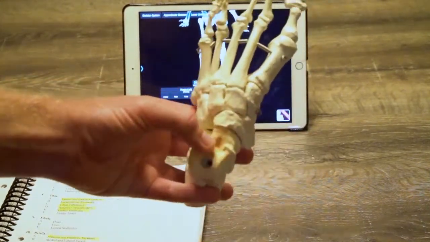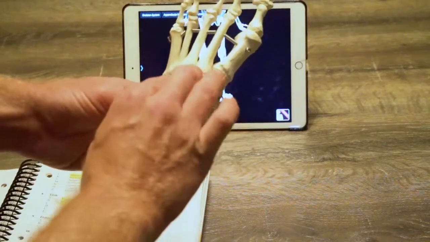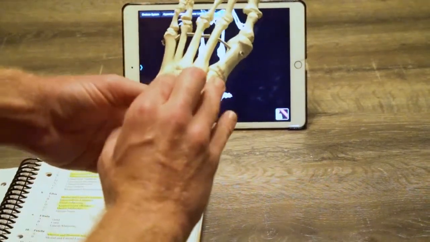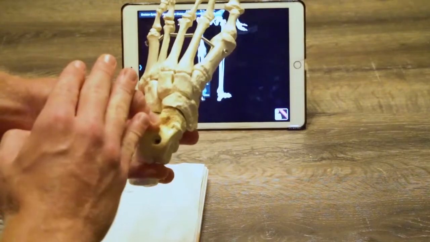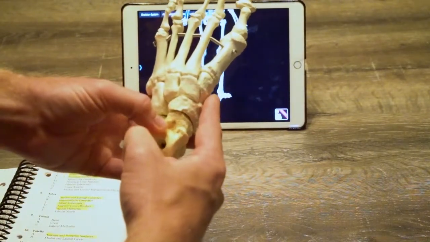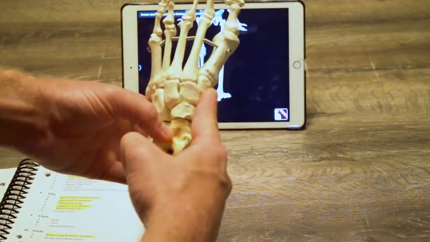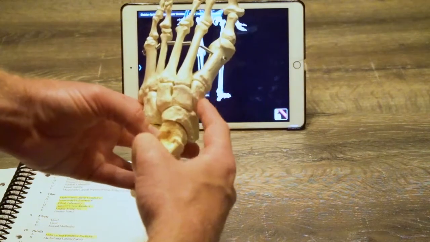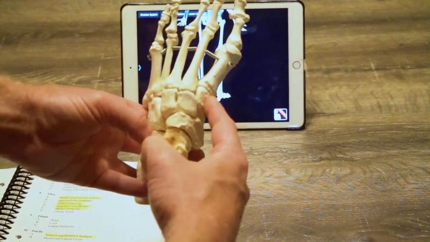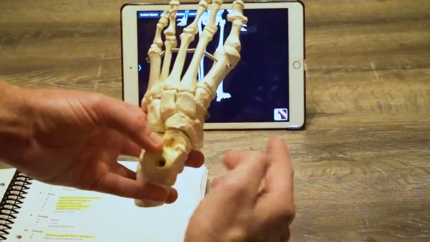They're called cuneiforms. All right, so you have 3 cuneiforms. However, you need to be able to identify one from another, and it's more about direction. So this one right here, do you think this is going to be called a medial or lateral cuneiform? Well, this one that's directly under the big toe should be called your medial cuneiform because it's towards the midline.